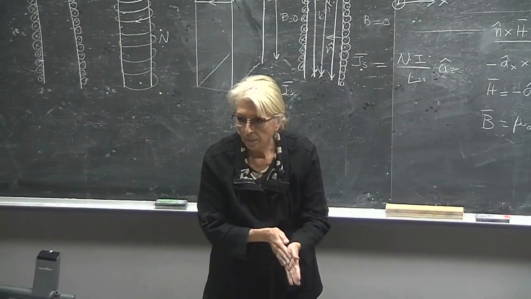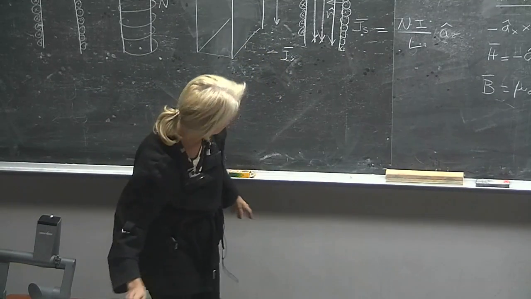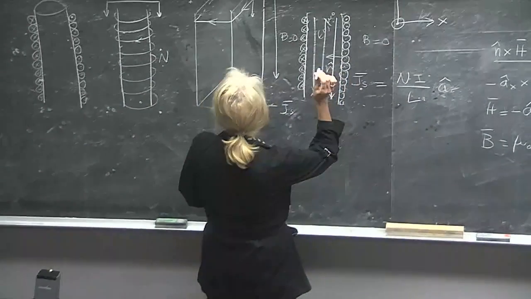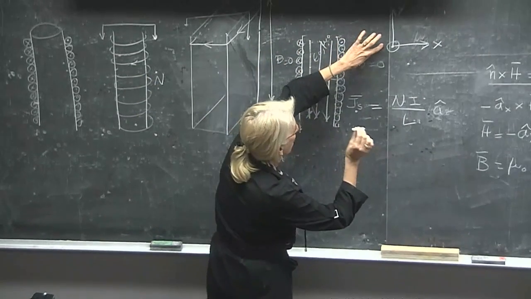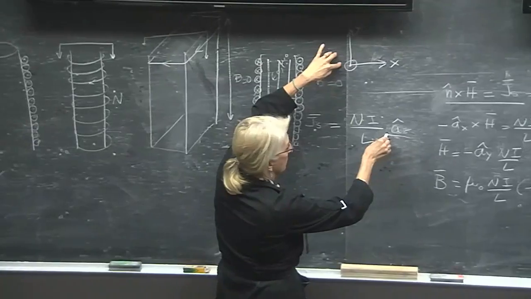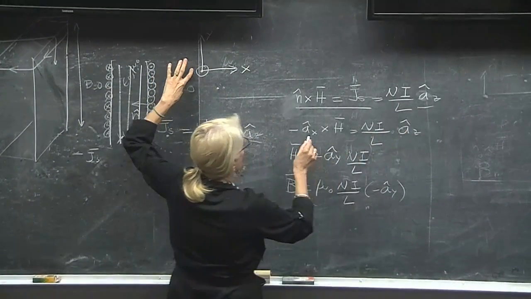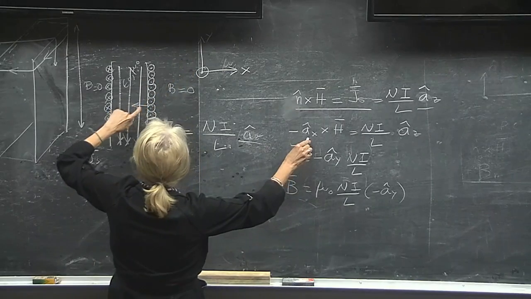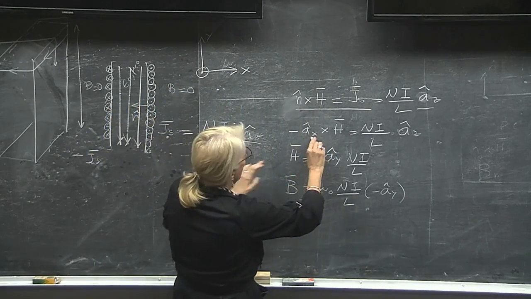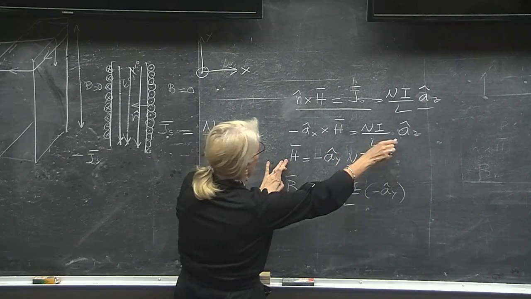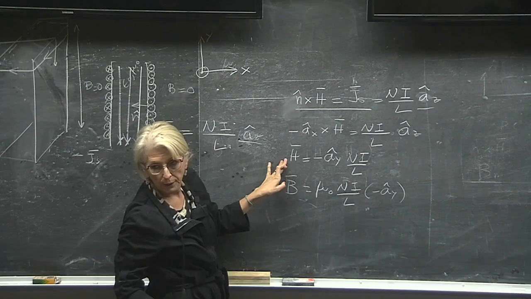Yes. This is coming out. So this is positive Z. Okay? Positive Z. N is going this direction, is negative X. So for N cross H to give a positive Z, that needed to be along the negative Y direction.